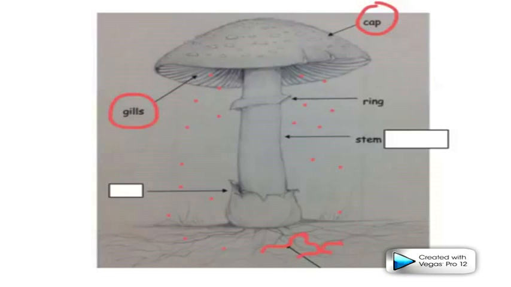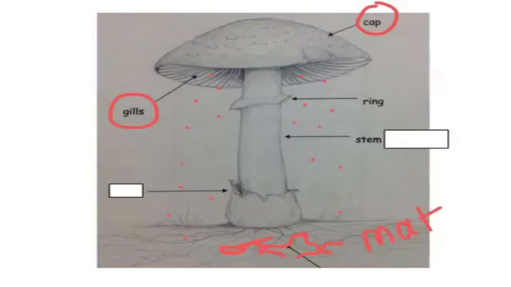And whenever this happens, and the thread-like strands meet up with one another, something called a mat is formed. When a mat is formed, a new mushroom will start to develop and will eventually pop up from the ground, and then you'll have a new mushroom. And guess what? The cycle starts all over again. And that is the life cycle of a mushroom.